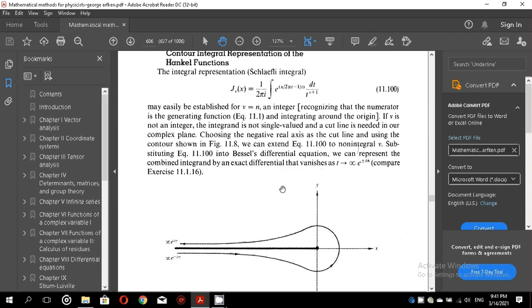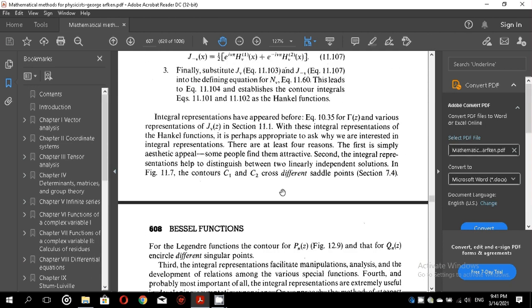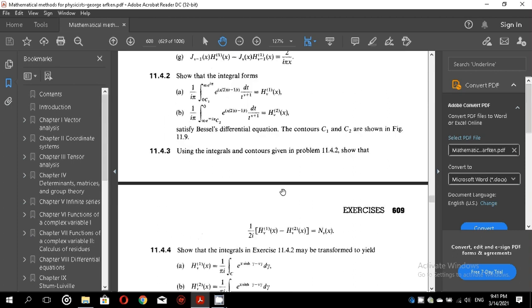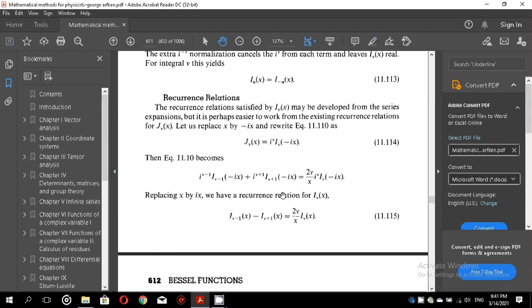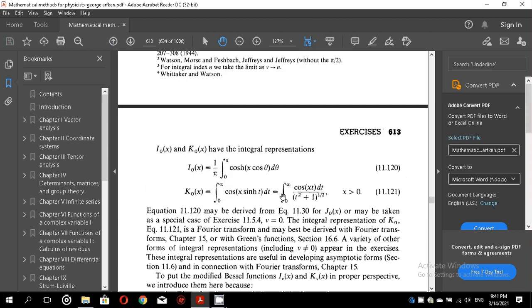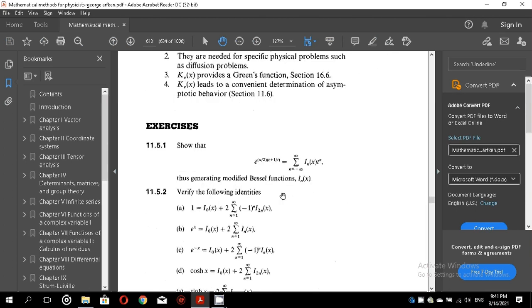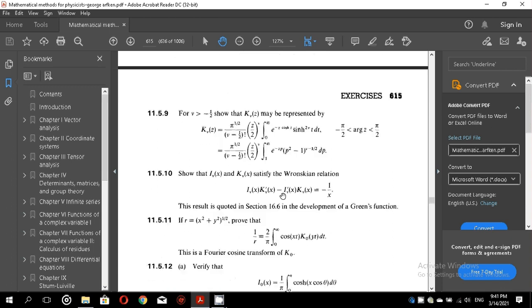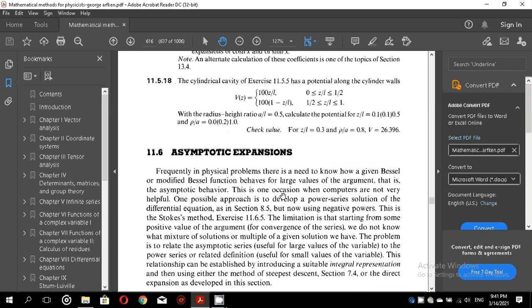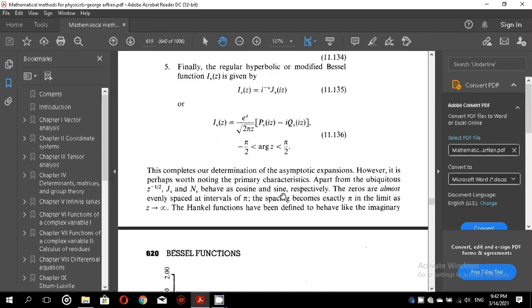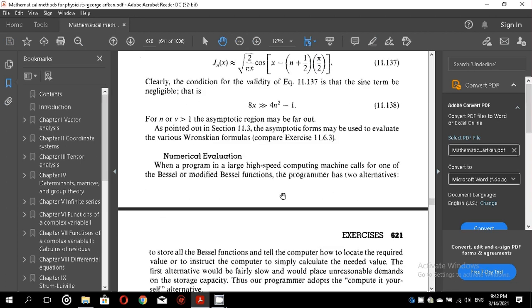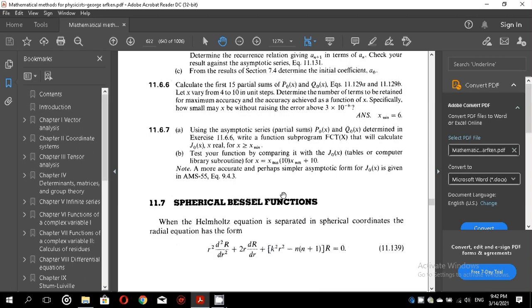Let me now jump to another type of the Bessel's function, that is the spherical Bessel function. Let me find this topic from this book. There. Okay, so this is the spherical Bessel function.